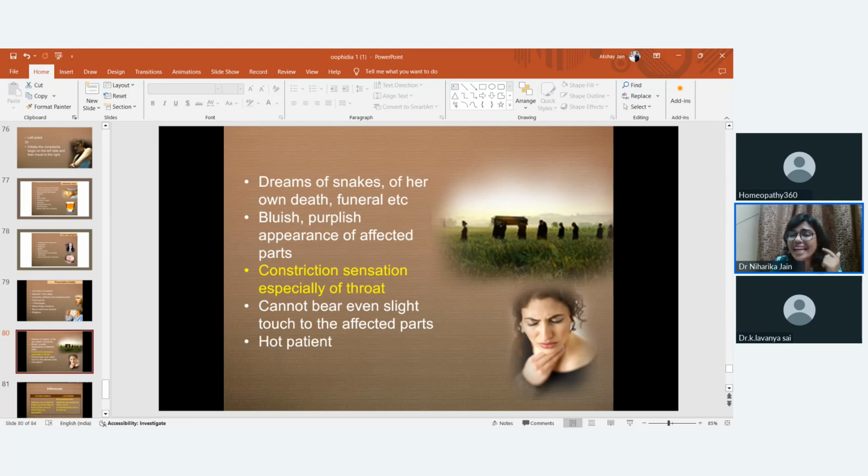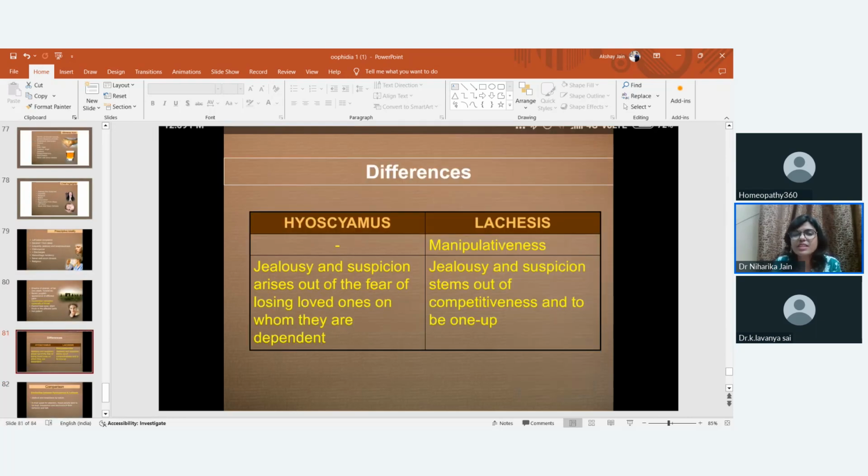Cannot bear even the slightest touch to the affected part, and they are hot patients.